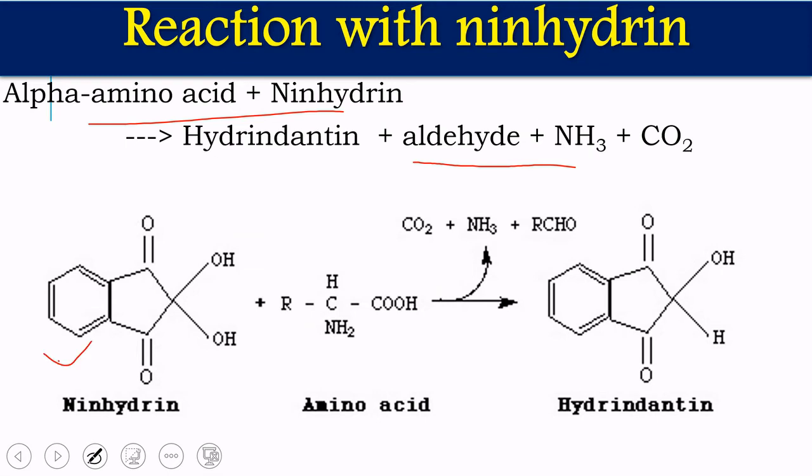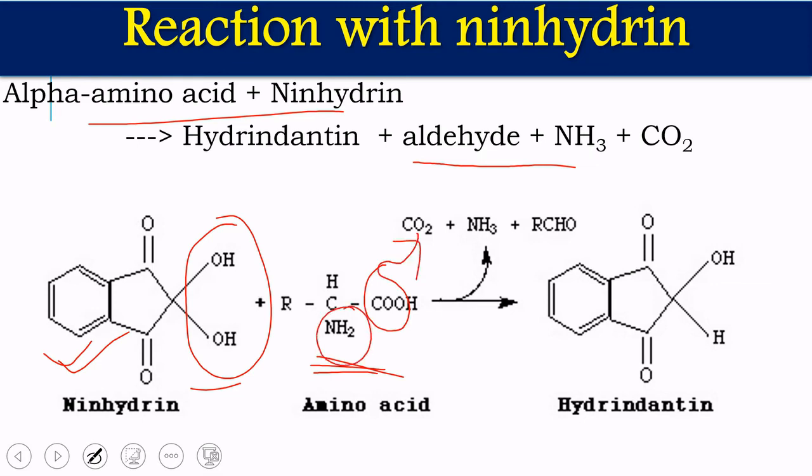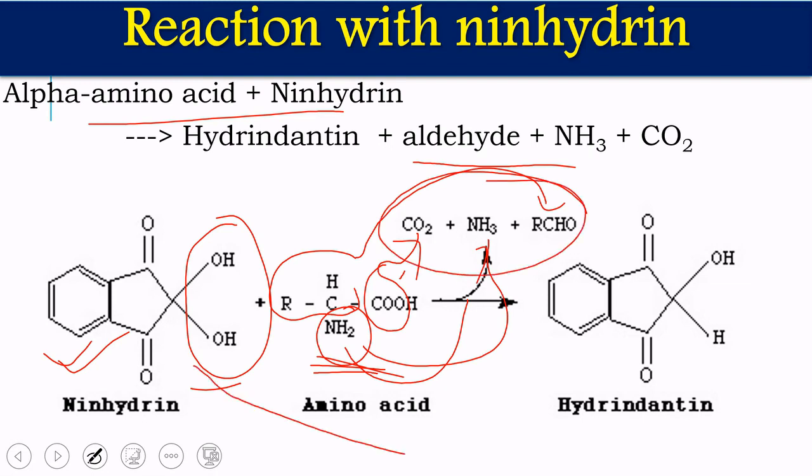So this is the ninhydrin molecule, which normally has two OH groups on the same carbon. Commonly in organic chemistry this is an unstable reaction, but here because of hydrogen bond formation this is partially stable. This ninhydrin reacts with amino acids. So ultimately this amino acid is going to be converted into three different fragments, and this RCHO is the aldehyde form. So carbon dioxide from amino acids, NH3 from amino acids, and this RCHO from amino acids. So the amino acid is converted into these three compounds, and this ninhydrin is converted into hydrindantin, which is a partially reduced product.